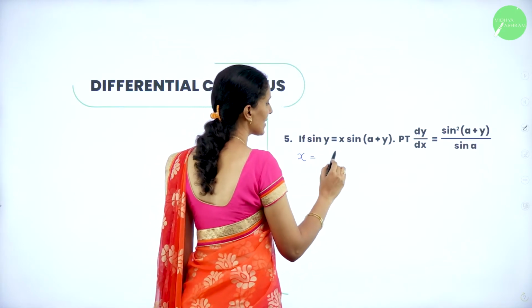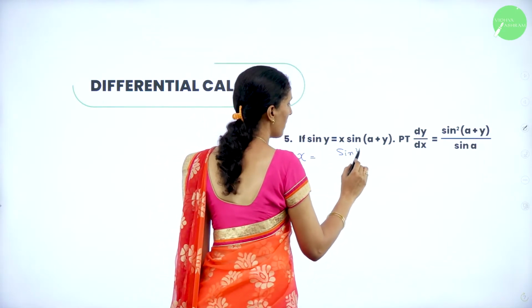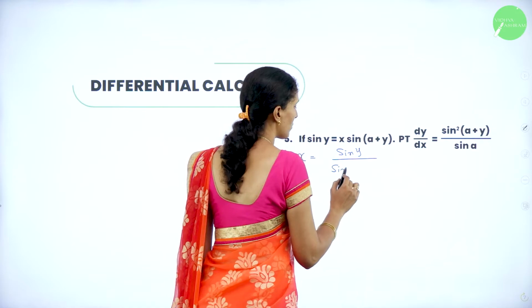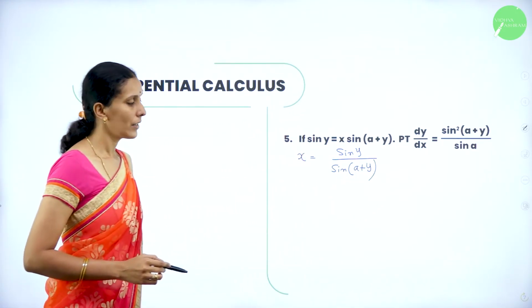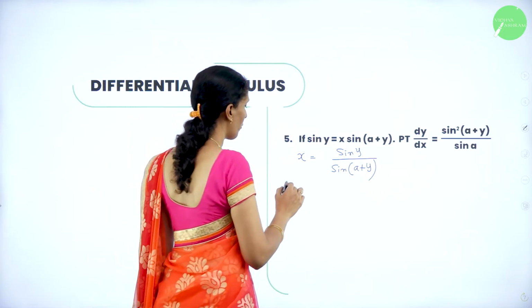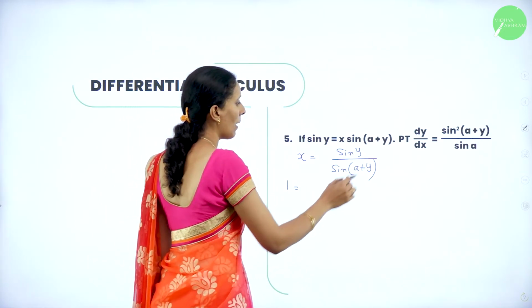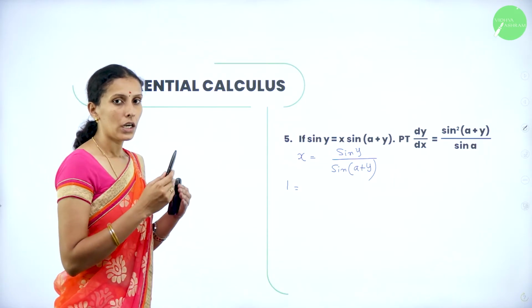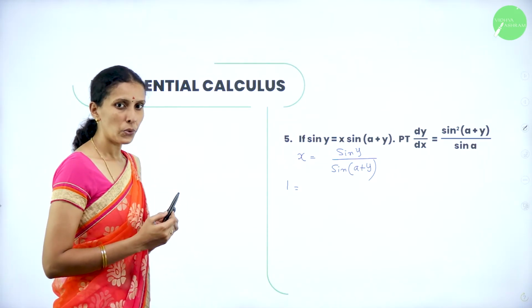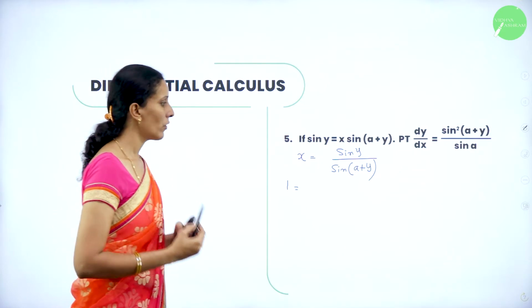So if I need x, it is sin y by sin(a + y). So let me apply the derivative directly now. Derivative of x is 1. Apply the quotient rule. It is in the form of u by v: (v du/dx - u dv/dx) divided by v square.